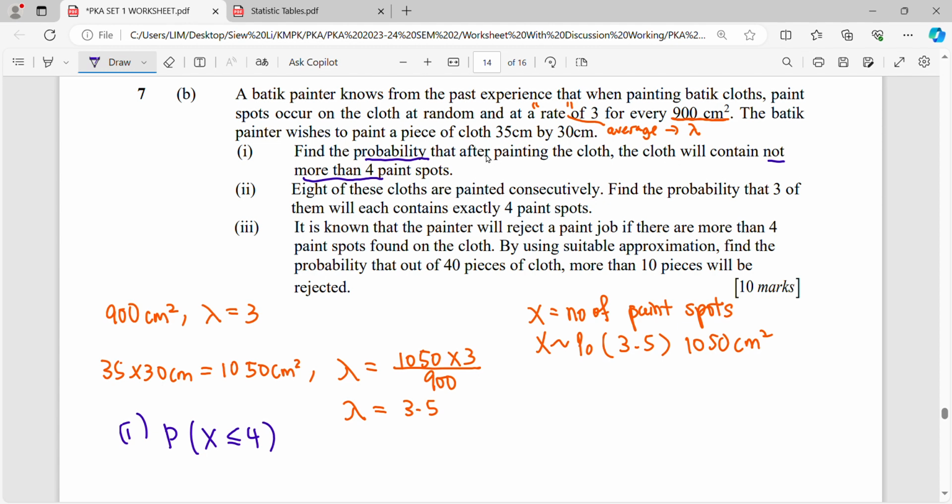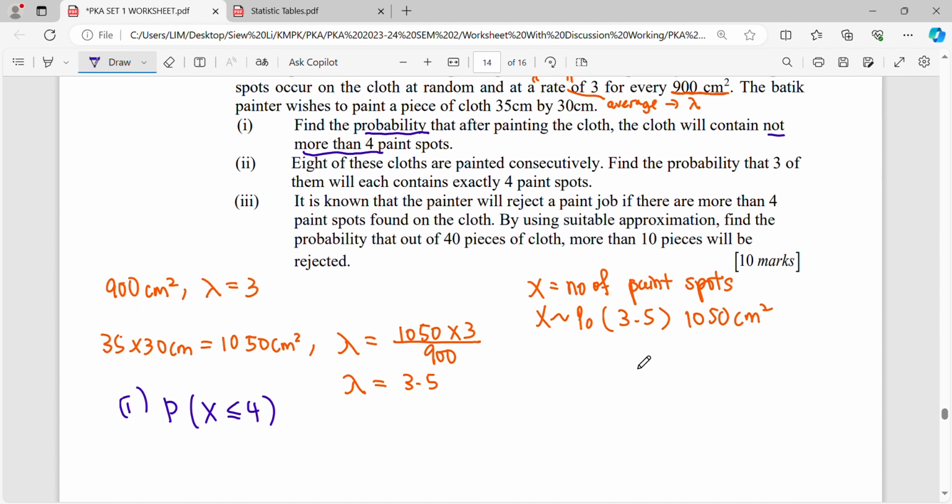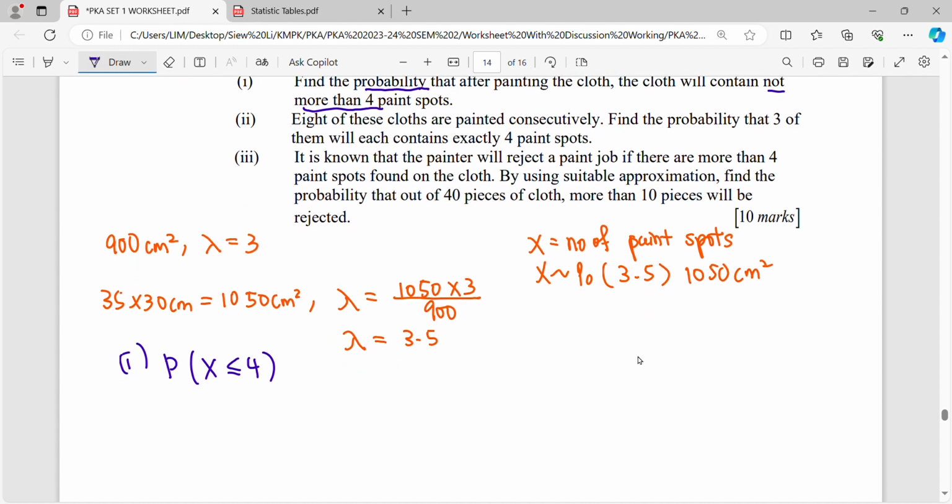By referring to this distribution, we can find it from the table. To read it from the table, we need the symbol of more than or equal. So if you want less than or equal to 4, we take everything, overall 1, then minus more than or equal to 5. You need less than or equal to 4, so we start from 5 onwards and minus off.